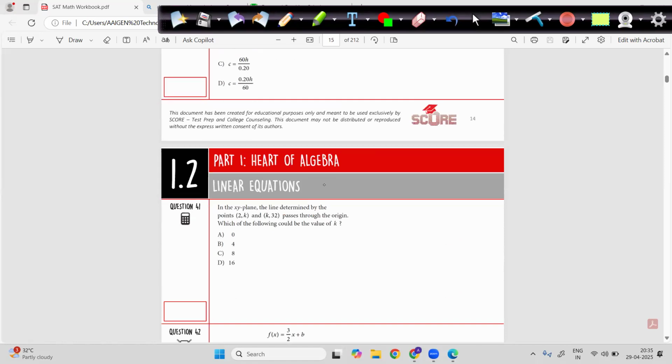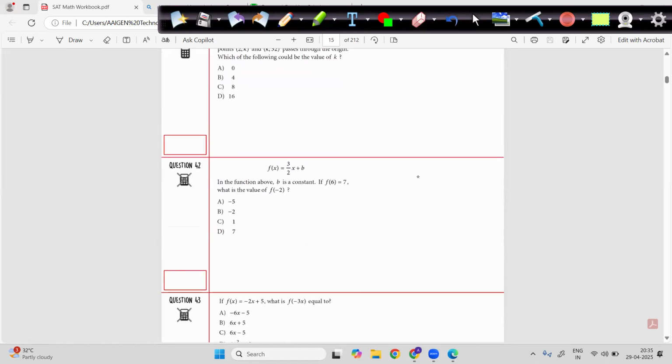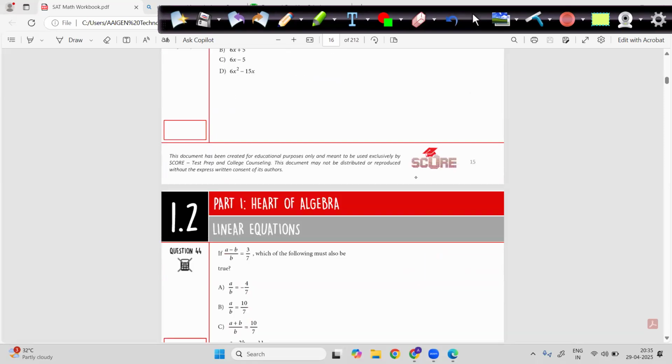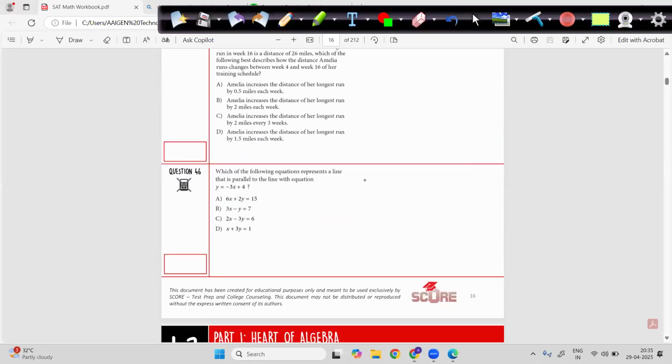It's a simple linear function, you should be able to do it. This is also a simple linear function. Question 41, you should be able to do. 42, you should be able to do. 43, should be able to do. 44. This is also a simple slope question. You should be able to do.